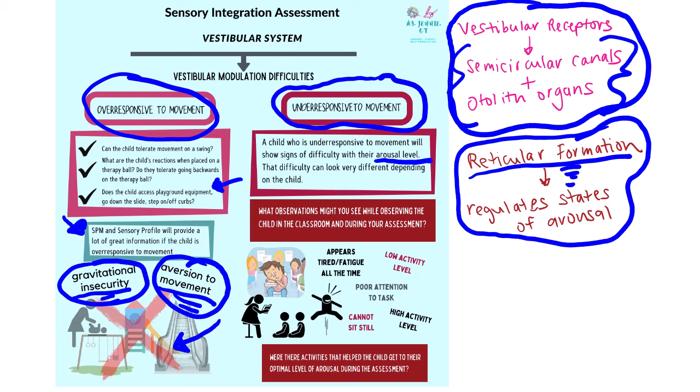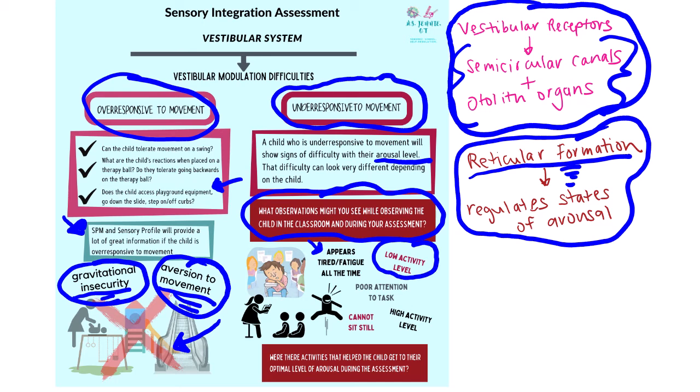And what observations might you see while you are observing the child in the classroom during your assessment? So these are things that you want to take a look at that may indicate that a child is having difficulty with their arousal level or their attention level. There are two different patterns that you will see, but they are both due to an under responsiveness to movement. So they might appear tired and fatigued all the time, or have just a lower activity level.